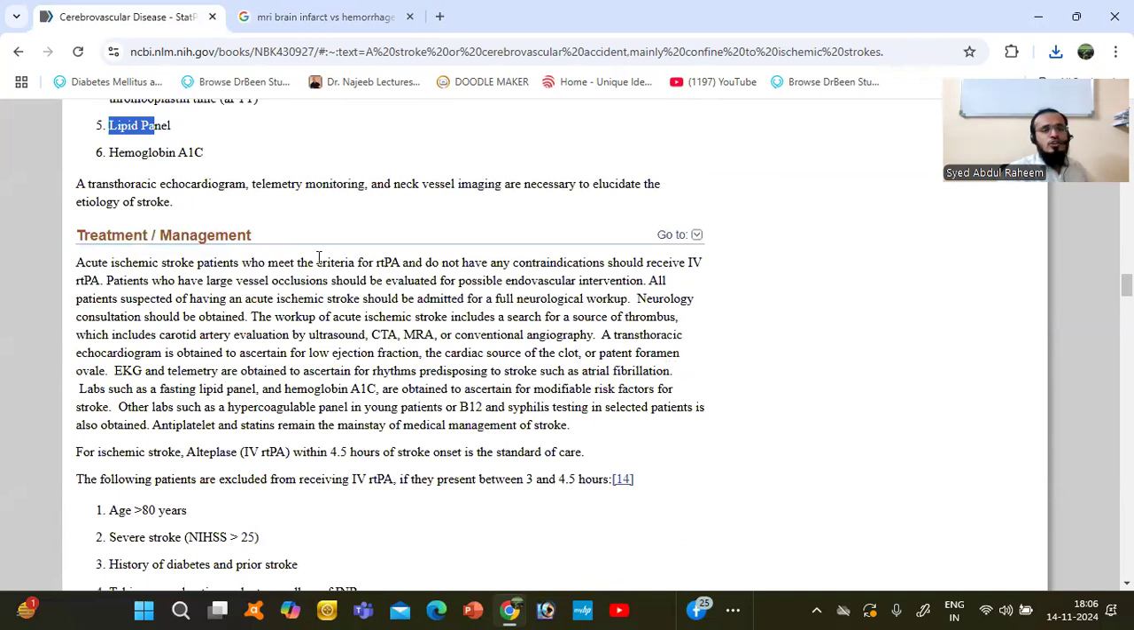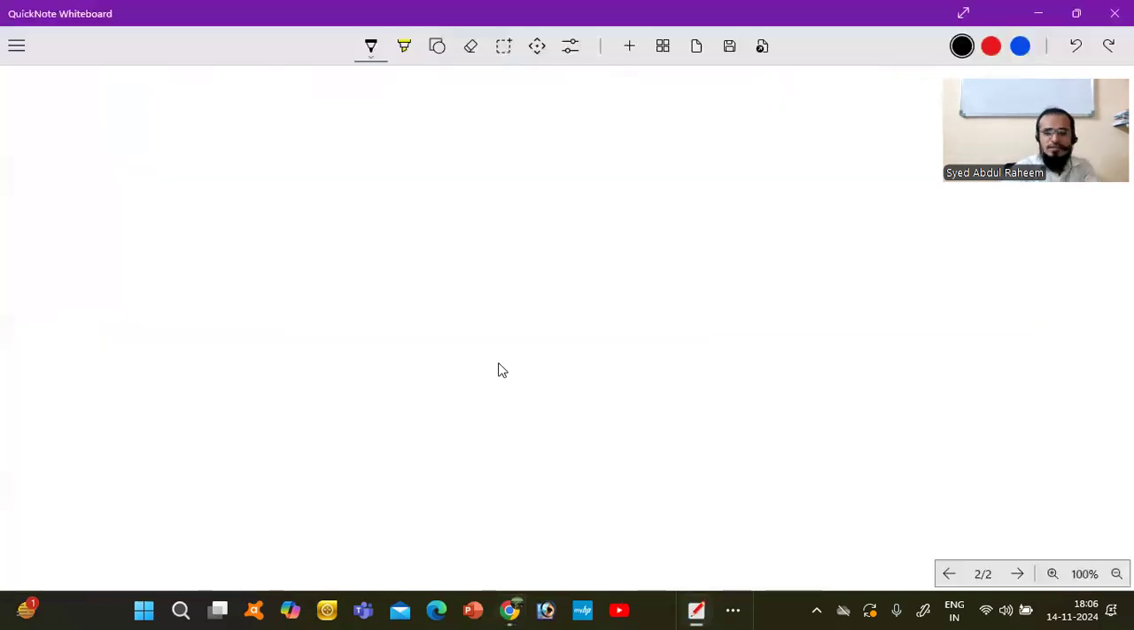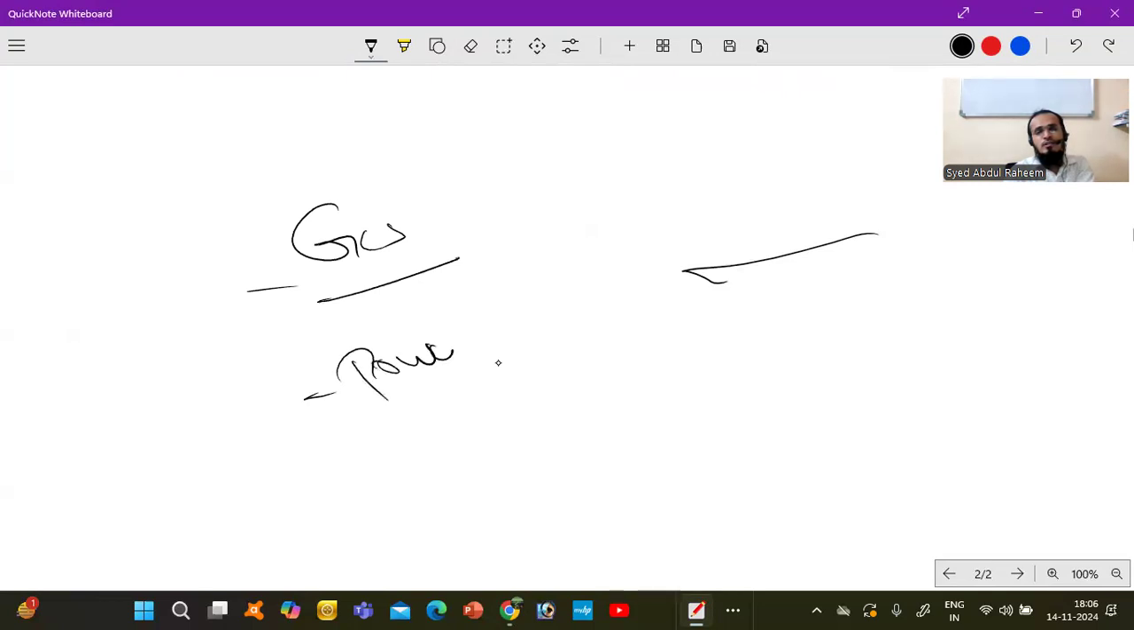We'll talk tomorrow about treatment and management, and we have two other topics also that are very important. GCS, Glasgow Coma Scale, and power. Tomorrow we'll talk about treatment in modern medicine as well as in Ayurveda, and the GCS scale and power of upper limb and lower limb.